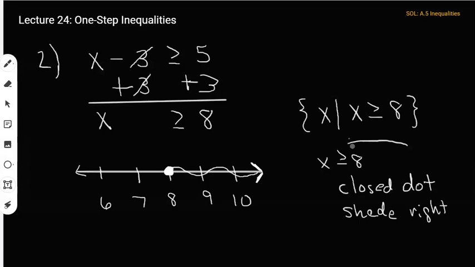Another way you can tell, this inequality arrow is actually pointing to the right. So you could also think of it that way, as shading to the right.